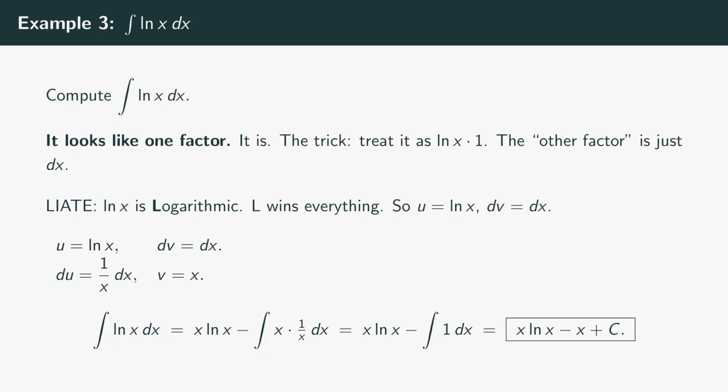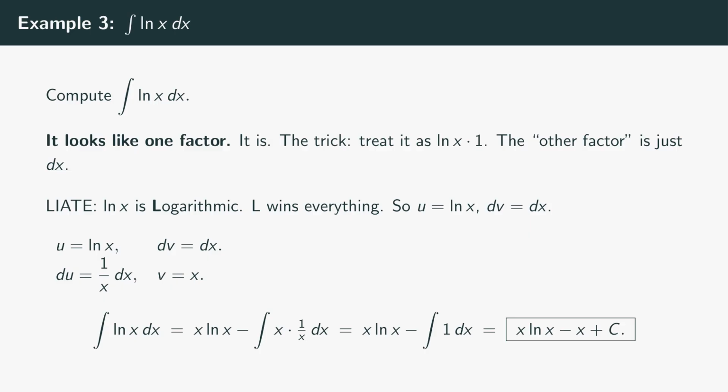Apply the formula. Integral equals uv minus integral of v du. That's x times the natural log of x minus the integral of x times 1 over x dx. But x times 1 over x is just 1. So the new integral is the integral of 1 dx, which is x. Final answer, x times the natural log of x minus x plus c.